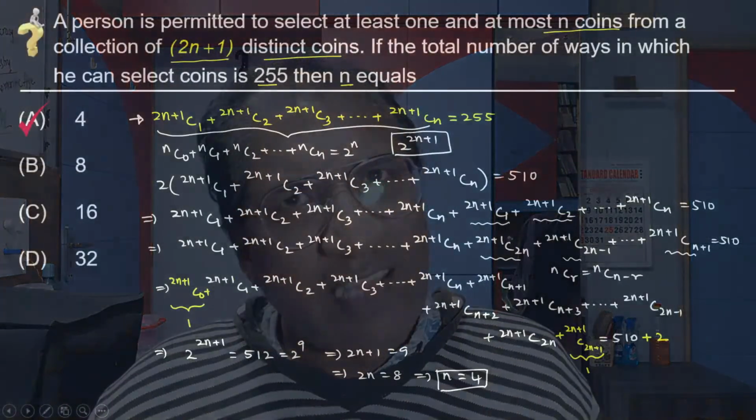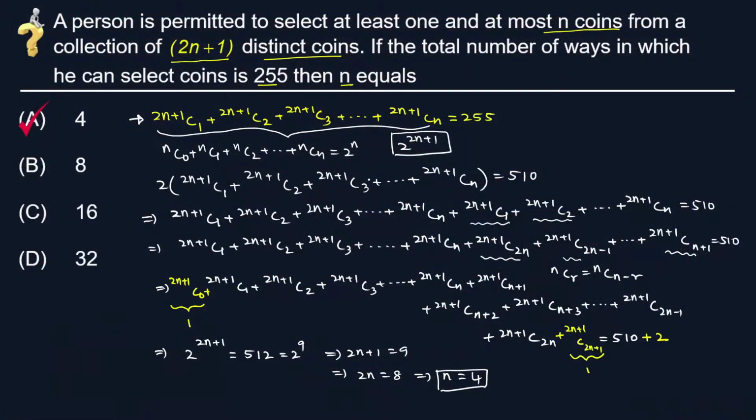But how have I done it? I have simply multiplied 2 with both sides. And then all the terms on the left hand side are now repeated. For each term I have used nCr equals nC n minus r, by virtue of which we are getting that series as we have seen. Is it clear? Okay, let's move to the next problem.